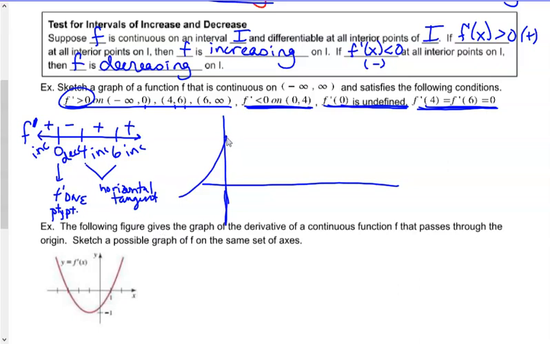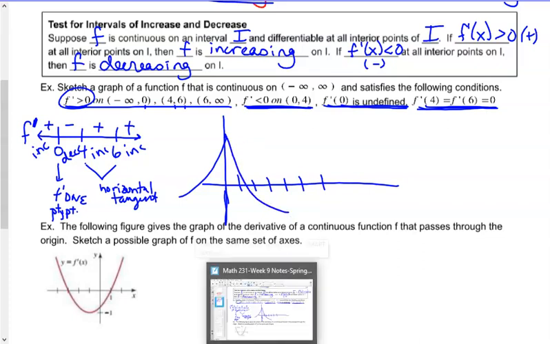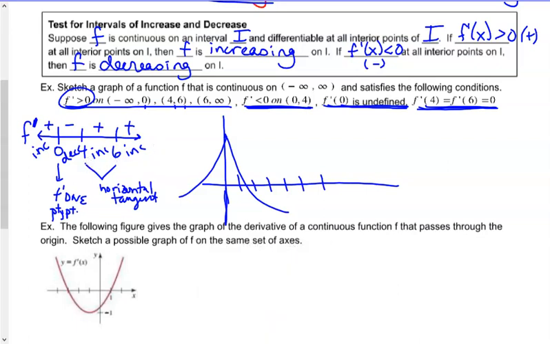So at 0, we're going to decrease 1, 2, 3, 4, 5, 6. So let's put that out there. Then we're going to have a pointy point here at 0, so that I have an undefined, but I'm going to decrease until I get to 4. Now, at 4, we increase from here on out. The positive derivative tells us that we are going to increase, but what happens at 6, though, when we have to have a horizontal tangent?